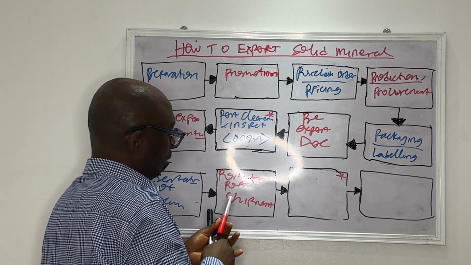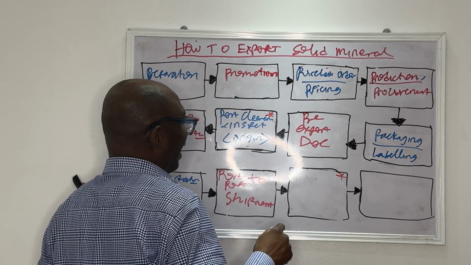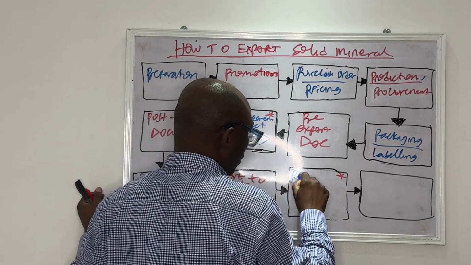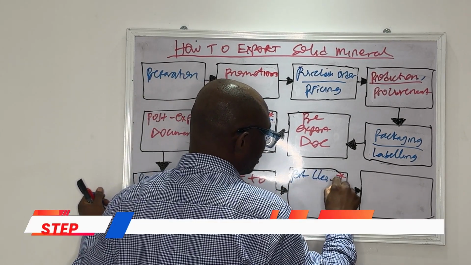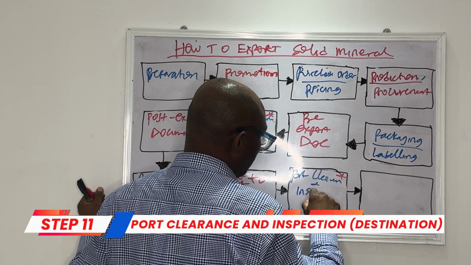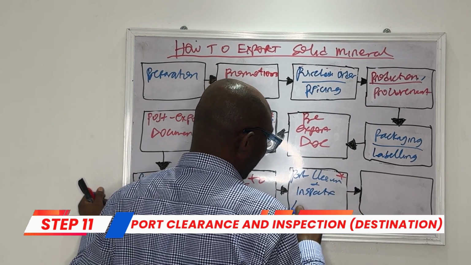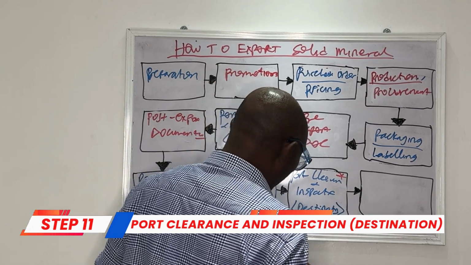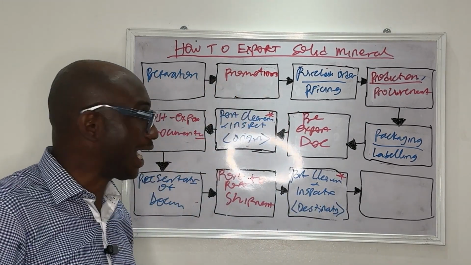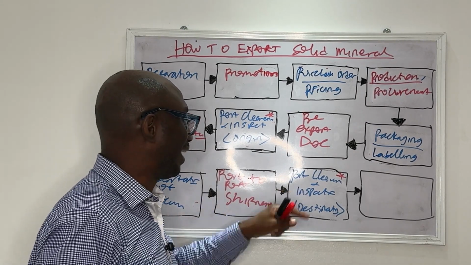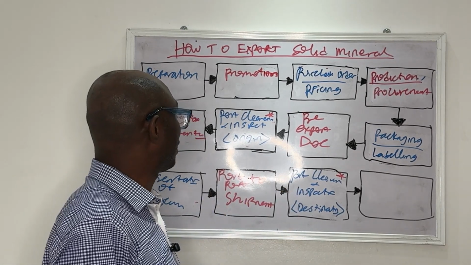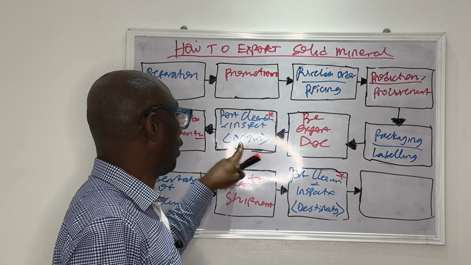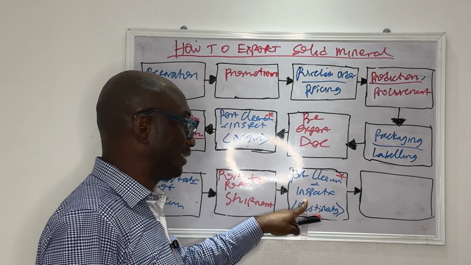So let's look at it. You have port clearance and inspection at destination. Port clearance and inspection at origin, and port clearance and inspection at destination.